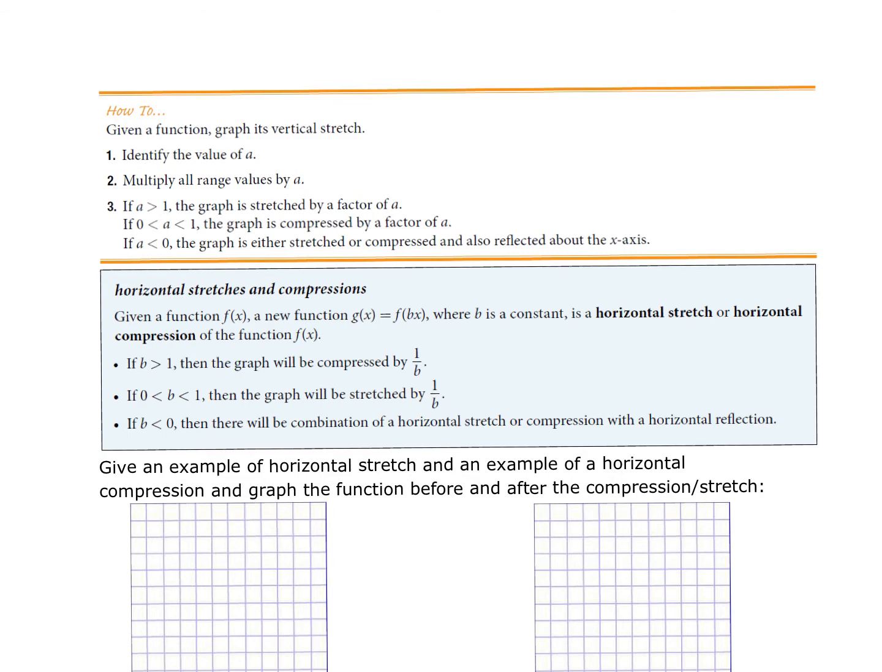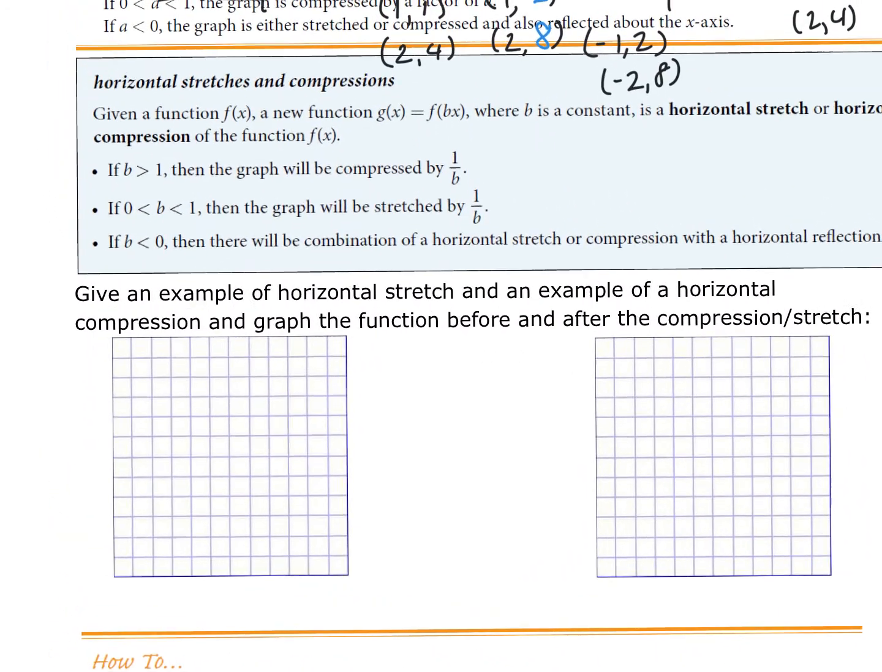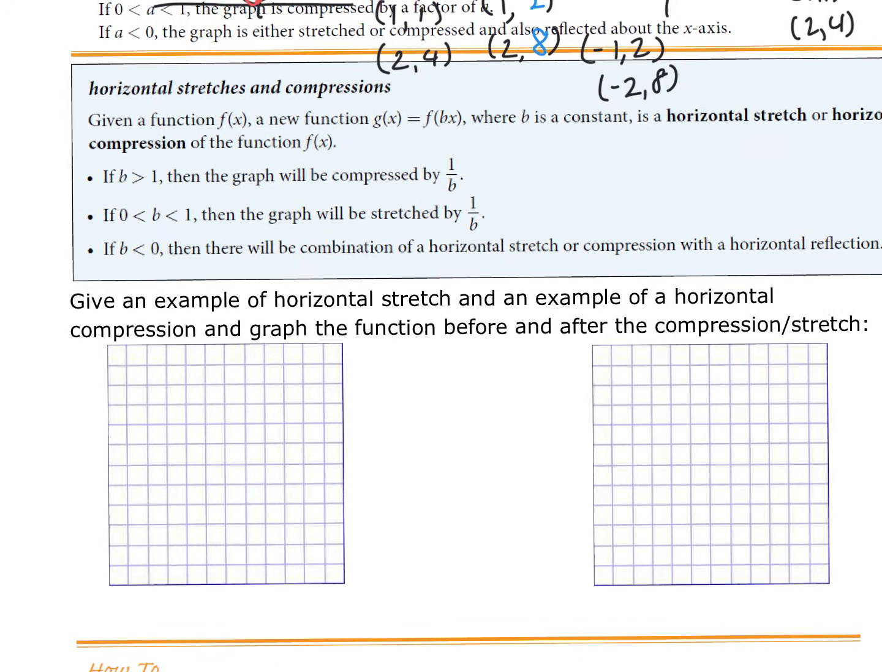The horizontal stretches and compressions are sometimes a little bit harder to see, but what we're going to do is we're going to do the best we can with our parent functions. So I'm going to choose the absolute value. Now let's talk about what it looks like. The multiplier is not in front, the multiplier is on my x, it's the b value. We're going to call this horizontal shrink or stretch based on what b is.